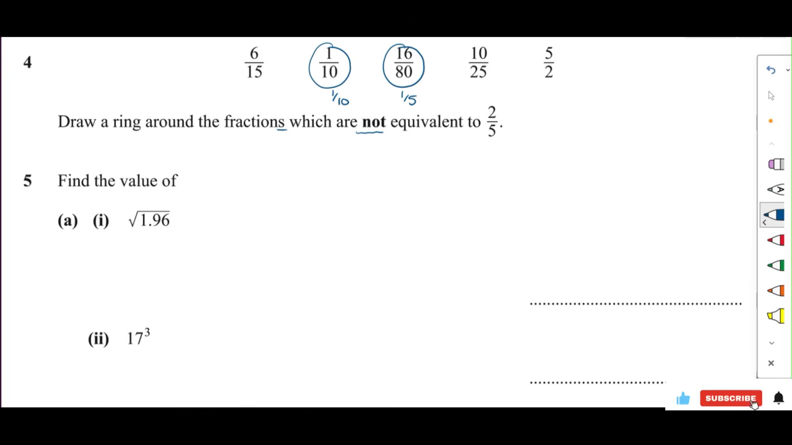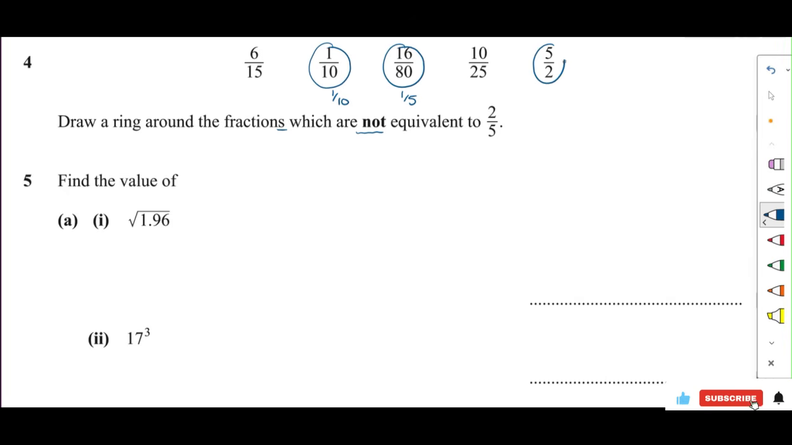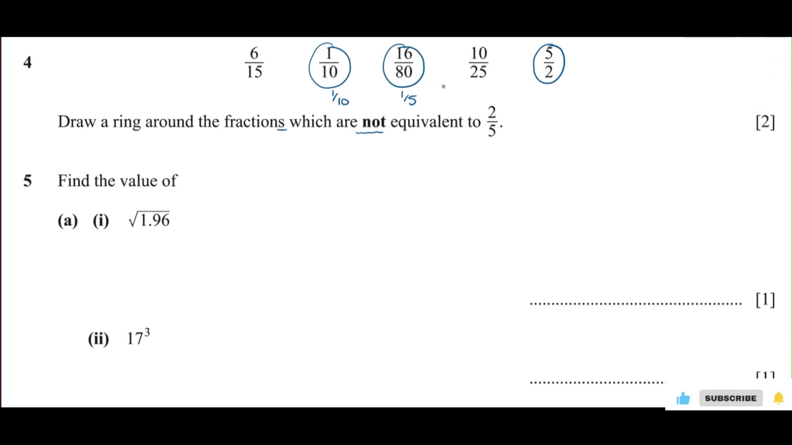Okay, the next fraction is 10 over 25. It's 2 by 5. And this one is 5 by 2, not 2 by 5. Yes, this is not equivalent. So 6 over 15 is 2 by 5, and 10 over 25 is 2 by 5. The rest of the three fractions are not equivalent to 2 by 5. So we need to put the ring around the fractions which are not equivalent to 2 by 5. So these are the three fractions which are not equivalent to 2 by 5.